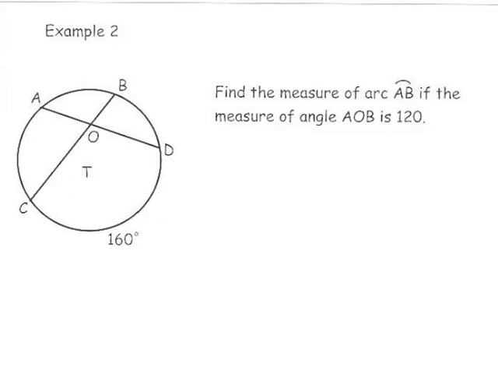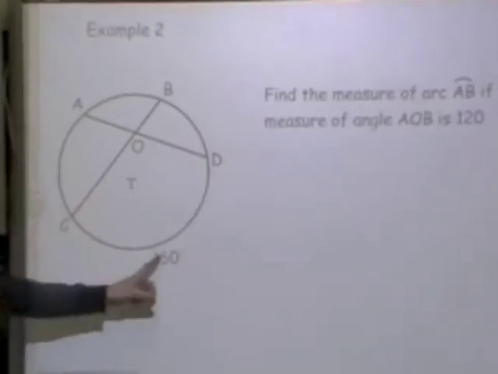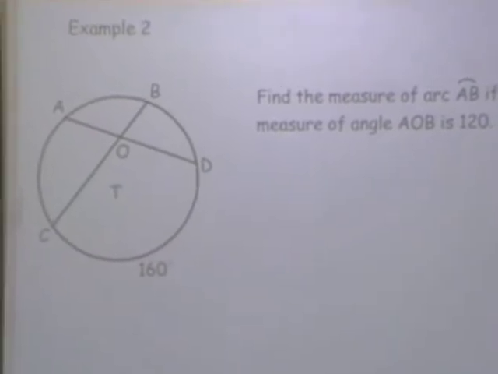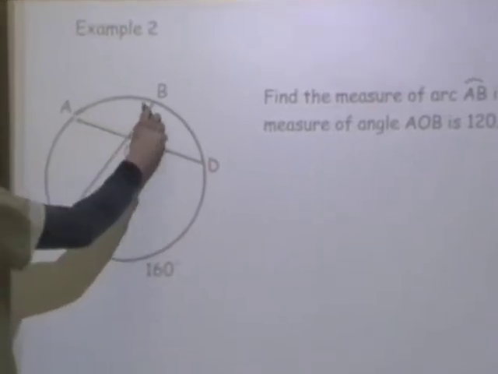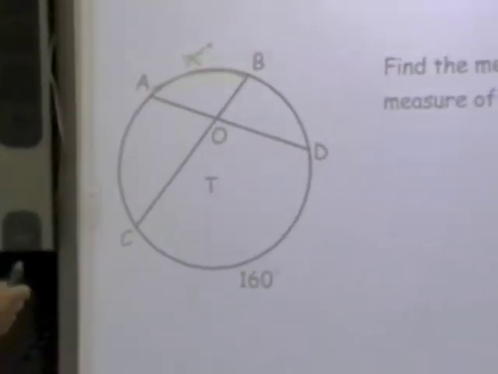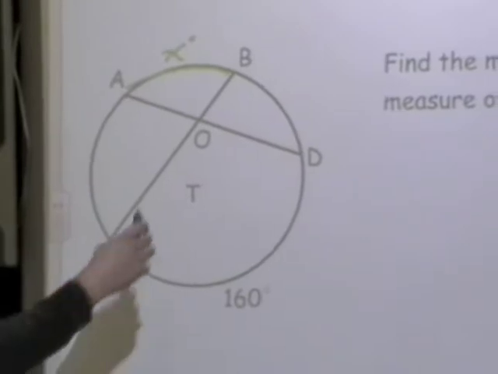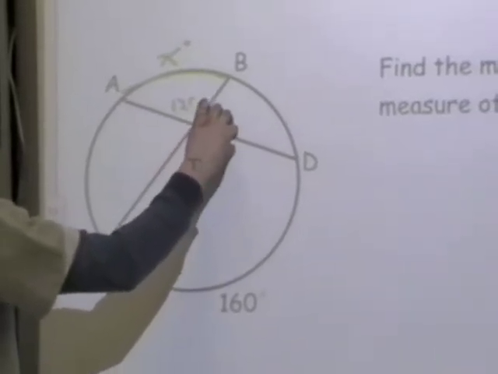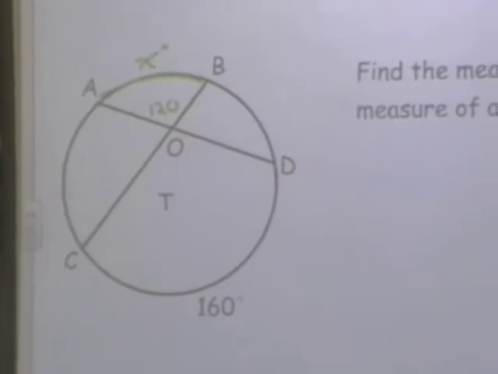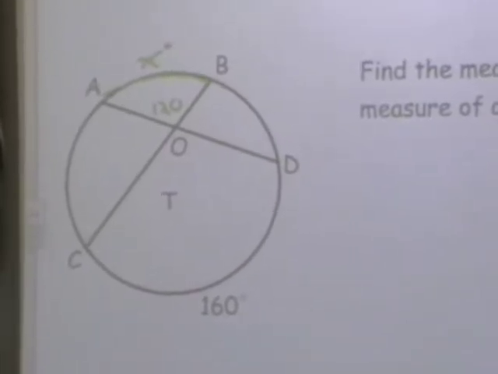We have to find the measure of arc AB, if the measure of angle AOB is 120, and you can see that the measure of arc CD is 160 degrees. So we'll label the information. Arc AB is this arc right there. I'll label it X degrees because it's unknown. We're told that the measure of angle AOB is 120 degrees, so we fill that in. So we're going to use the same exact formula, but the information that we know is in different places.